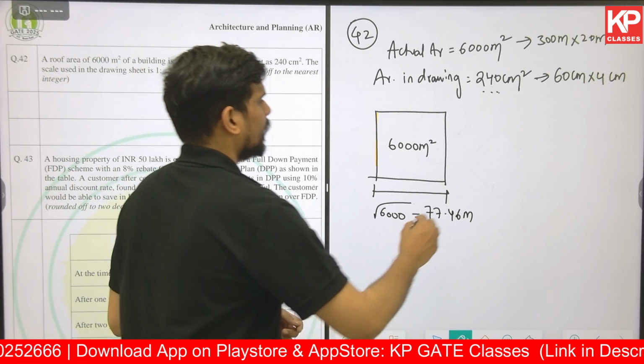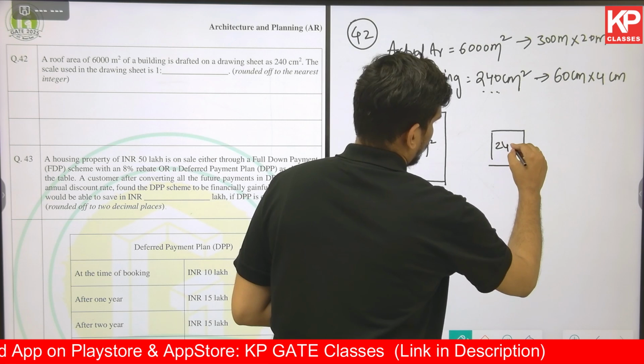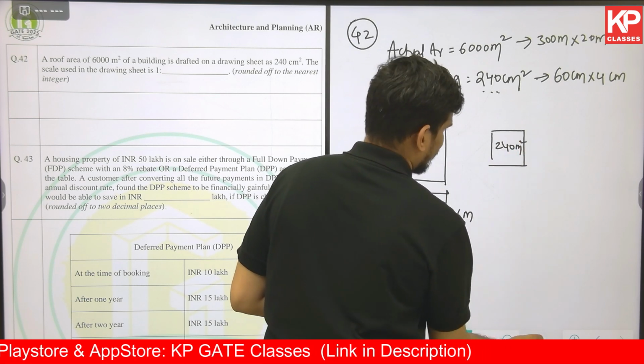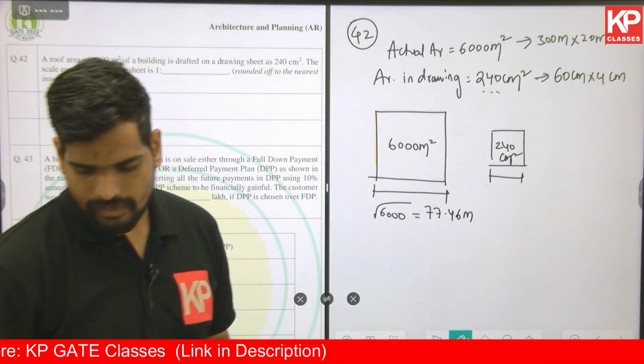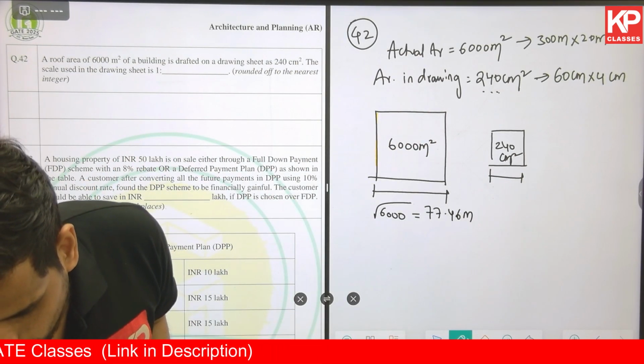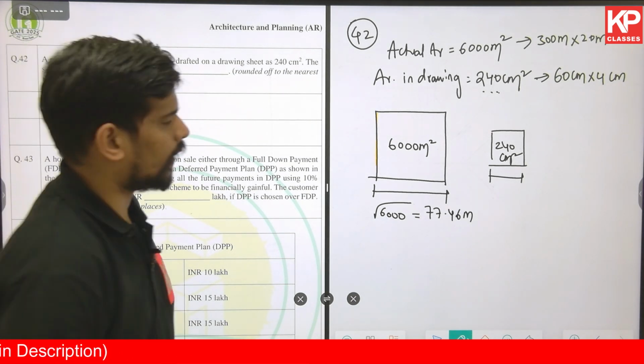77.46 meter. Similarly, the scaled down version of it in the drawing is 240 square centimeter. So what is the side of this square? It is square root of 240. You can find that out using your calculator. It is coming out to be 15.49.